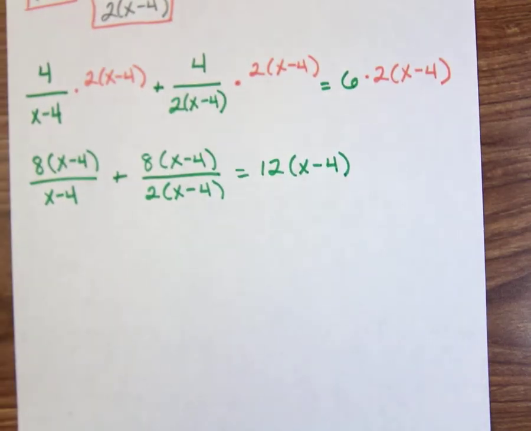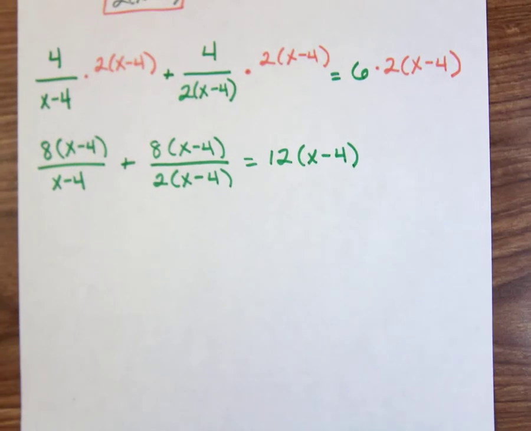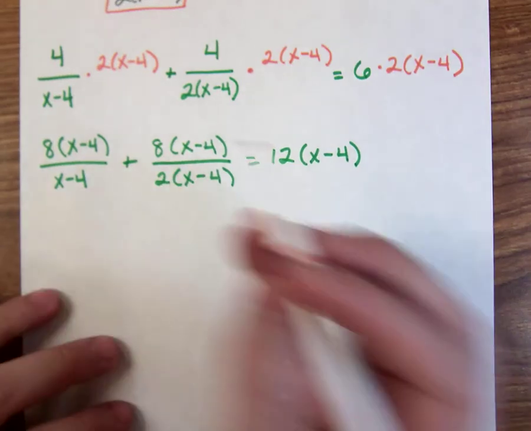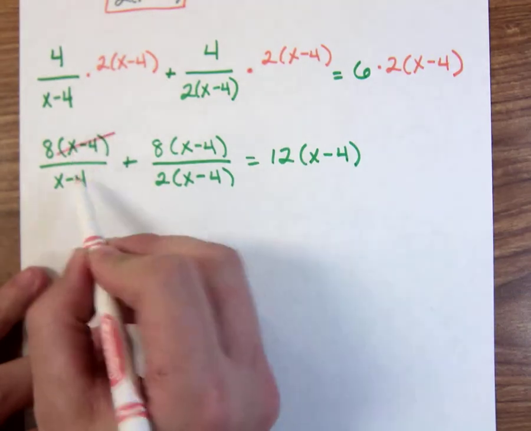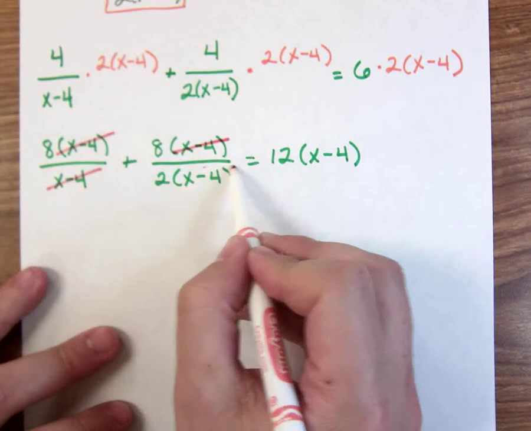Now probably what you're thinking here is, Taylor, you have ruined our lives. You made what was a bad problem so much worse. What are you doing? But look at what we can cancel now. All of them? So the x minus 4's cancel there. And on the other side? The x minus 4's cancel here.